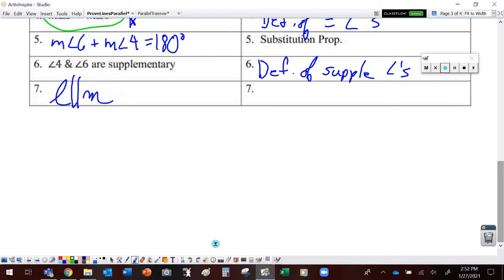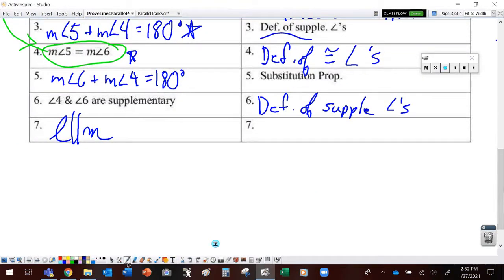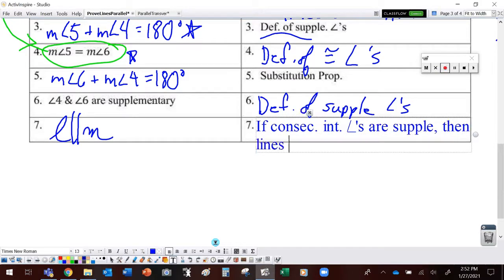Okay, so that's our reason. If consecutive interior angles are congruent, or supplementary, then lines are parallel. Okay, and there we go.